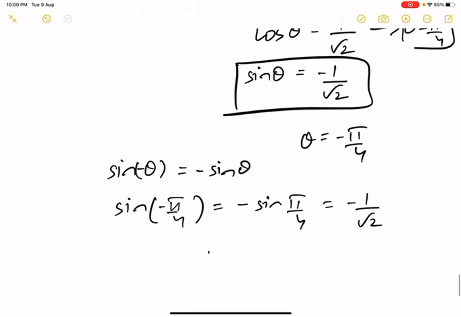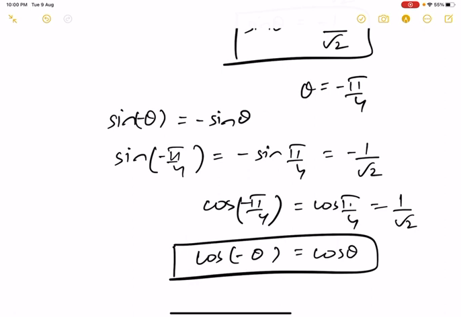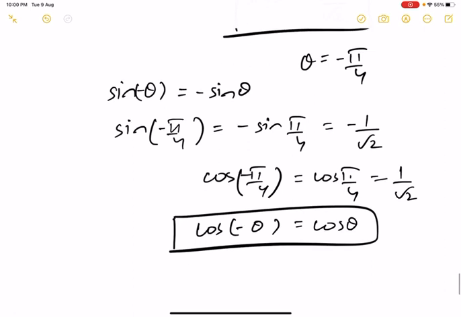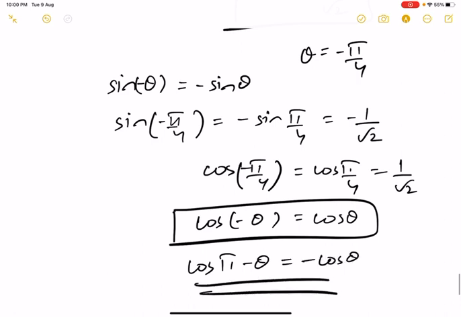What about cos of minus pi by 4? Cos of minus pi by 4 is just cos of pi by 4, which is 1 by root 2. Because for cos of negative theta, this is just cos of theta. For cos, that is not how you convert. For cos, if you want to convert negative, we studied this. That is cos of pi minus theta, only then it becomes negative.